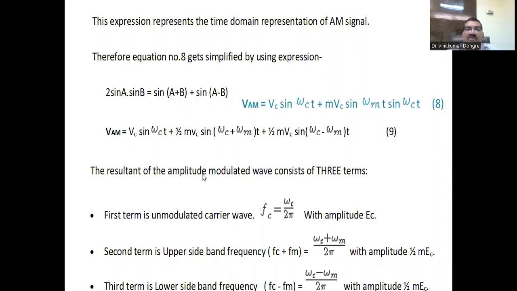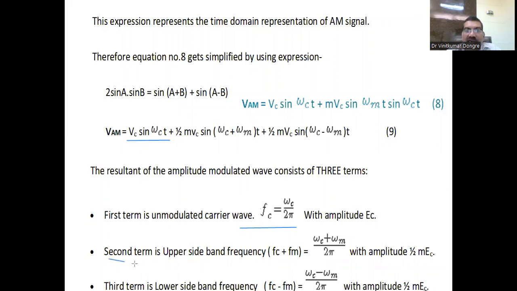The first term is the unmodulated carrier wave, that is FC equals omega C by 2 pi with amplitude EC. So this is the first term. You can use the notation. So the first one is this. Here the amplitude of this is VC or EC, and it has the amplitude, this one, omega C.